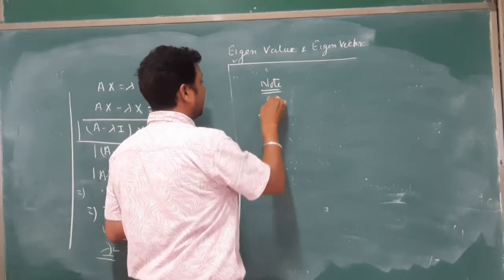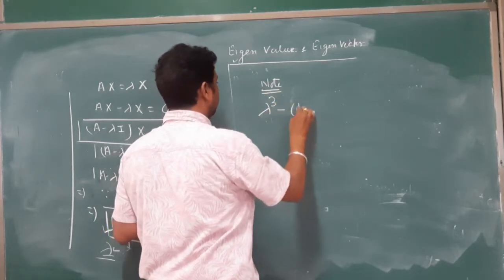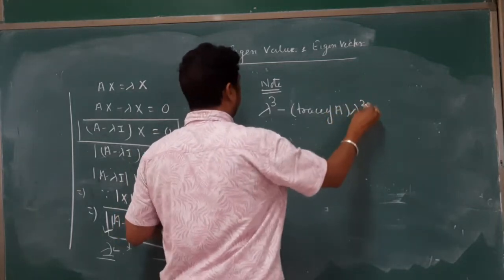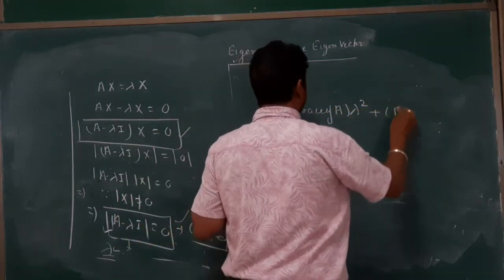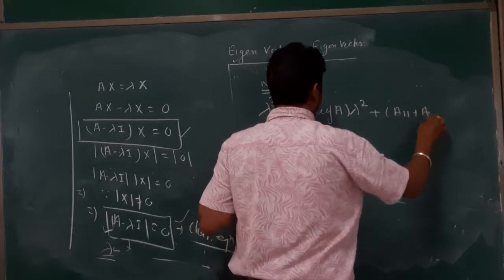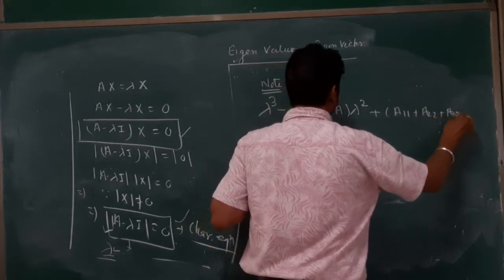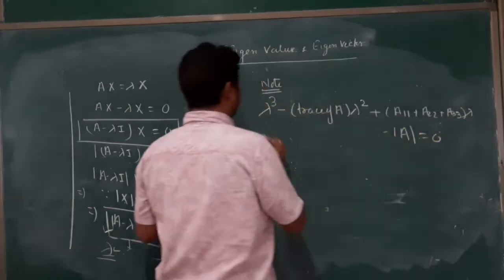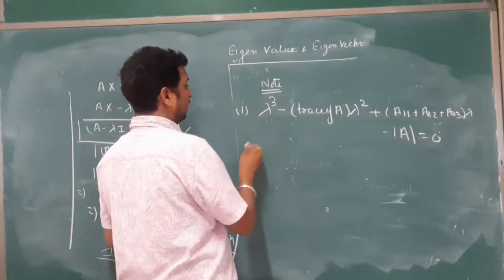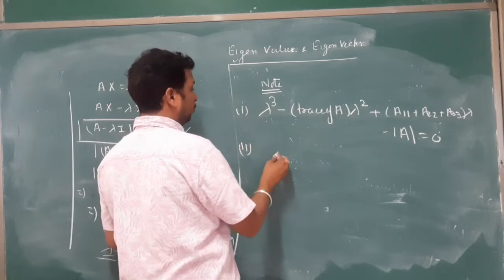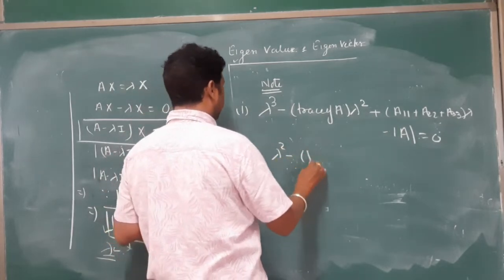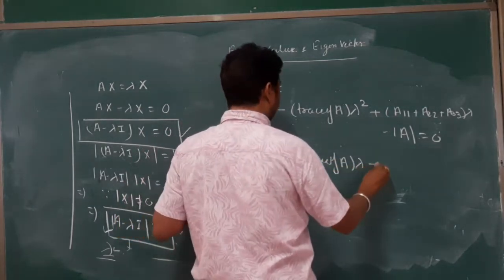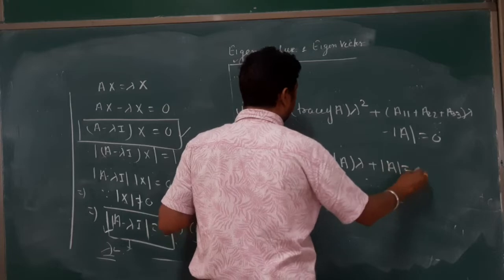The formula is lambda cube minus trace of A into lambda square plus A11, A22, A33 of lambda minus determinant of A is equal to 0. This is for the 3 cross 3 matrix formula. What is it for 2 cross 2? Lambda square minus trace of A into lambda plus determinant of A is equal to 0.